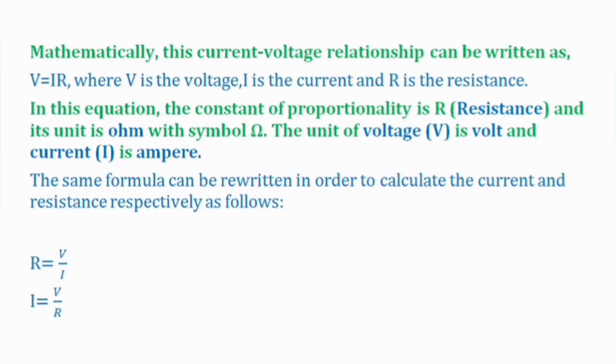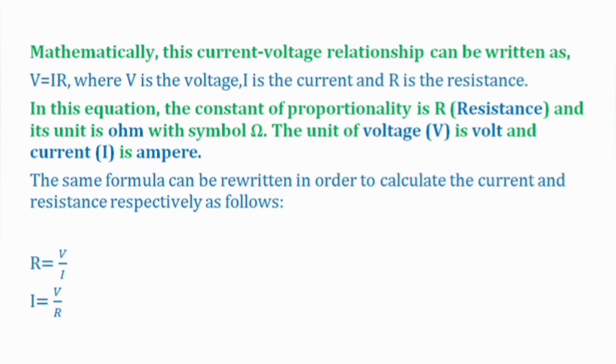Mathematically, the current voltage relationship can be written as V is equal to IR, where V is the voltage, I is the current, and R is the resistance. In this equation, the constant of proportionality is R, and its unit is ohm. The unit of voltage is volt and current is ampere.